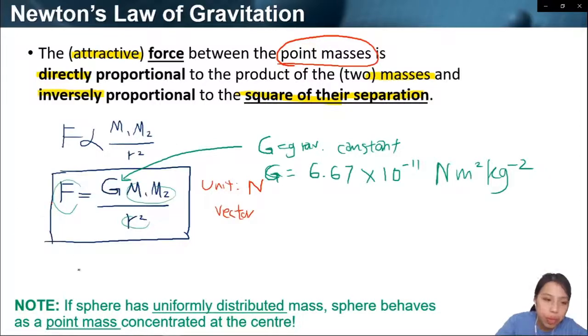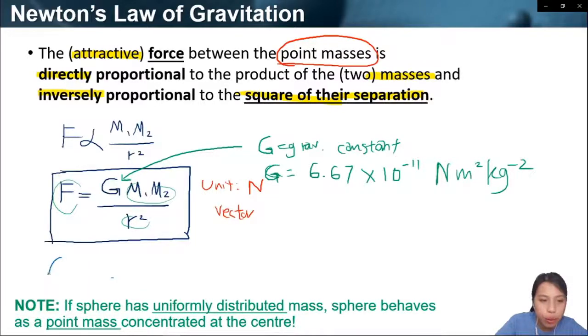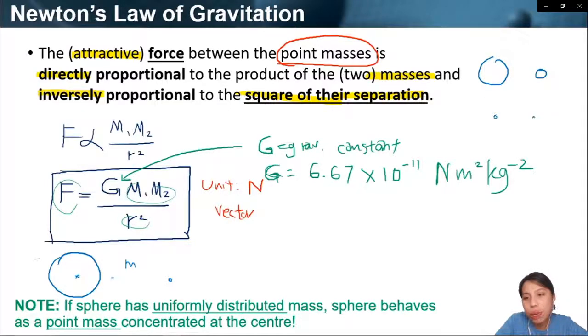If your sphere has uniformly distributed mass, so you say the mass is spread evenly throughout the whole sphere, then you can say it behaves as a point mass. So it's one point mass like that, all the mass concentrated at the center. That's why, although the Earth and the Moon are like a circle, we just look at the point and ask what's the difference between them. Point mass. Okay? So remember this definition, that is Newton's law of gravitation.